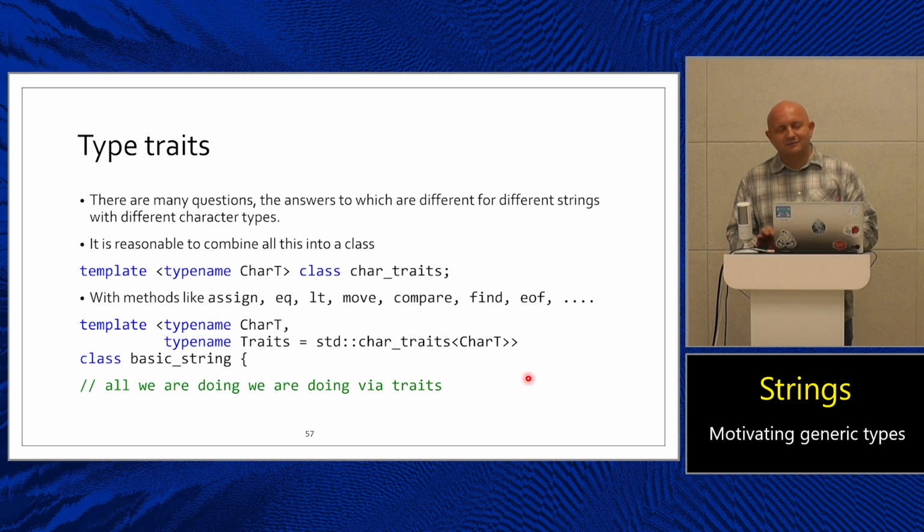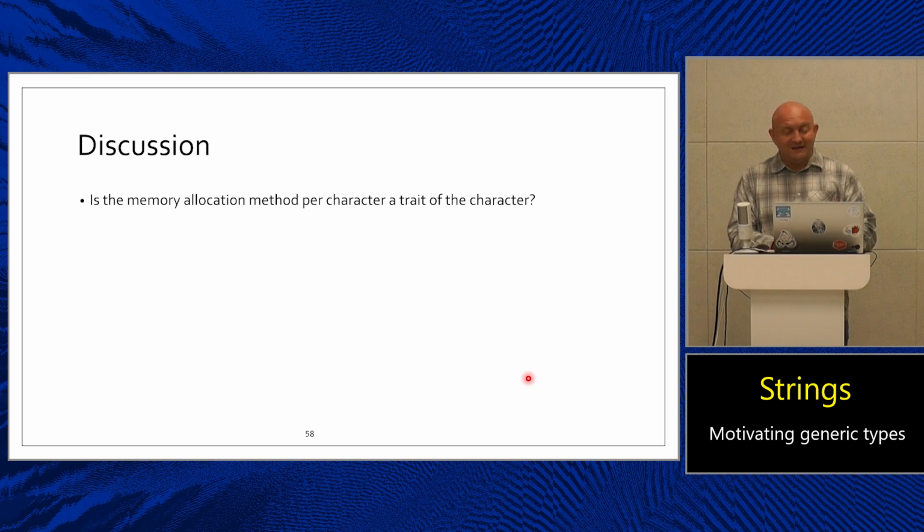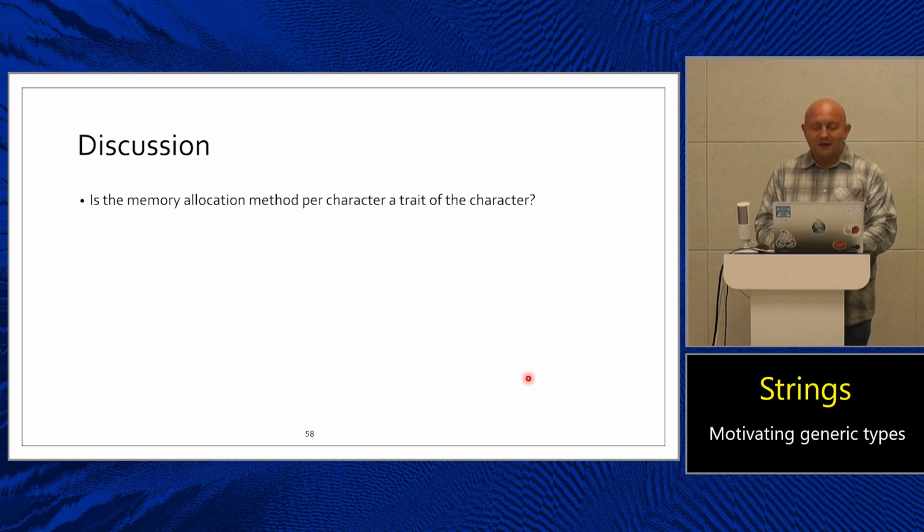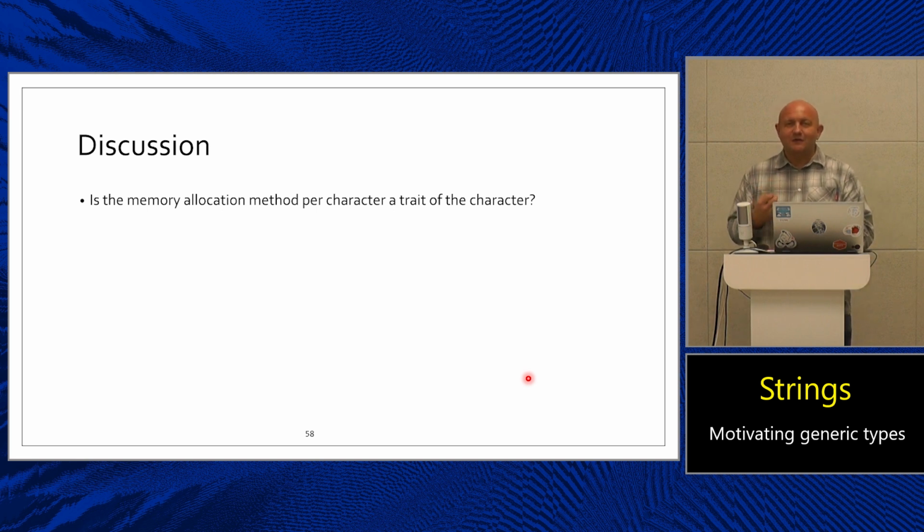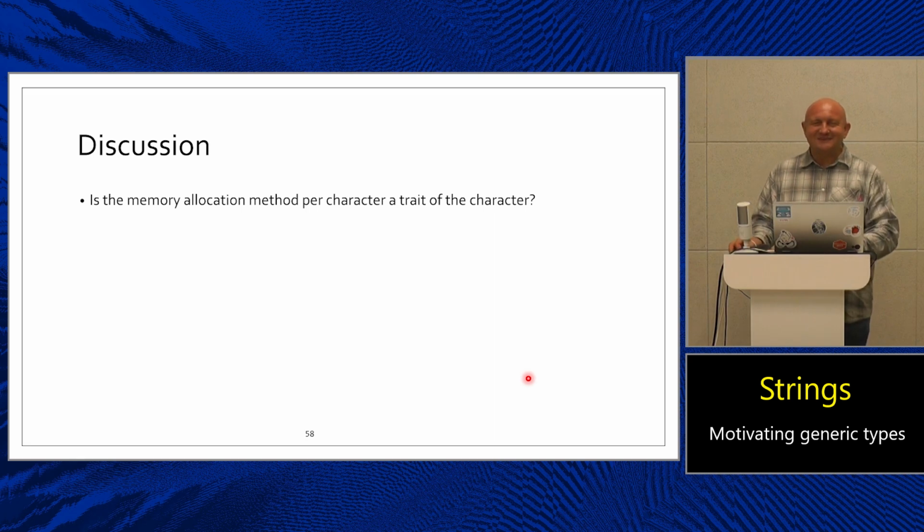How will we allocate strings? Is the memory allocation method per character a trait of the character? The alloc method doesn't say how much to allocate. It says where to get the allocator from. We will have a full separate lecture on allocators, two lectures, and I will tell you everything about allocators. But for now, just remember, allocate is not a trait of char. Allocate is a facility for a container.